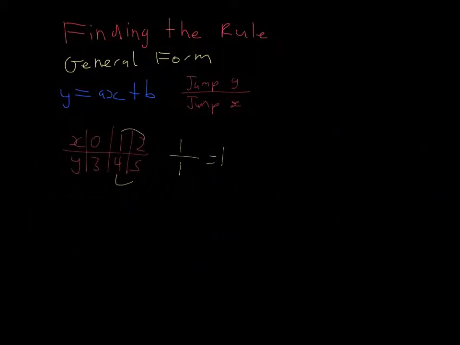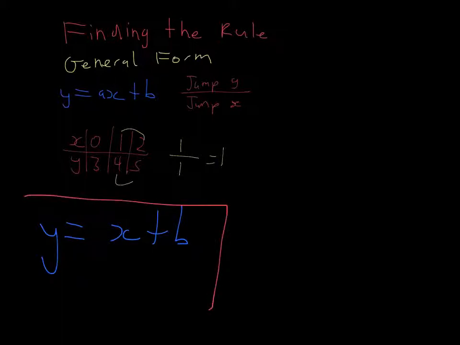A equals 1. So a new equation will be y equals 1x plus b. We already know there's a 1 there, so we could just take it off. So that is our latest equation. Okay, but we still need to find out what b is.